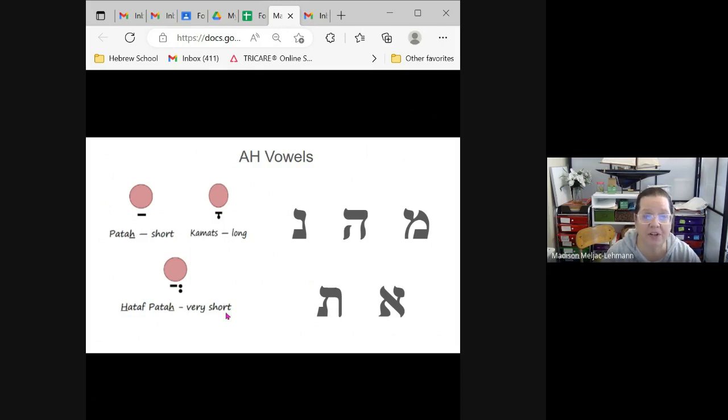The only difference, as you can tell, is how long you hold the vowel. And that is personally different for every person. So for instance, hataf patak would be "ah," like maybe cat. The "ah" is very short. Okay, then you have patak, which is short. And if you think of patak with your face, one of the ways to remember these vowels is with the hataf patak and the patak.